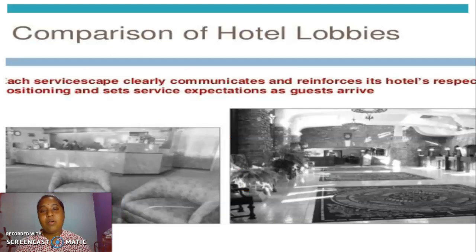Comparison of hotel lobbies. Each servicescape clearly communicates and reinforces its respective positioning and sets service expectation as a guest arrives. Setiap ruang tamu atau tempat pendaftaran memiliki sifat yang unik dan mempengaruhi kedudukan sesuatu benda dalam hotel untuk menarik perhatian customer, dan juga sesuatu yang terdapat dalam hotel tu ada function, big function to the hotel.